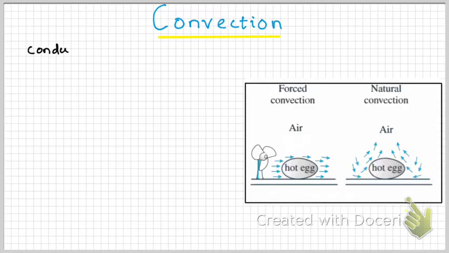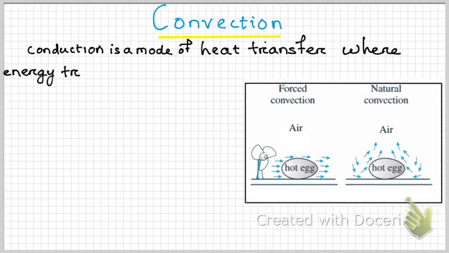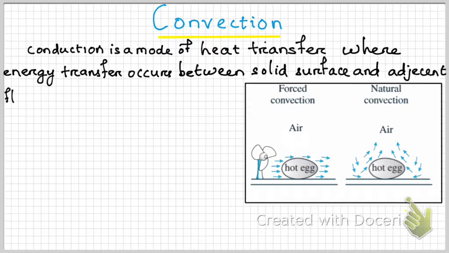Now let's talk about convection. Convection is a mode of heat transfer where energy transfer occurs between a solid surface and adjacent fluid in motion. That means the surface is stationary, but the adjacent fluid, which takes the heat from the surface or gives the heat to the surface, is moving. So it's just kind of conduction right adjacent to the surface.